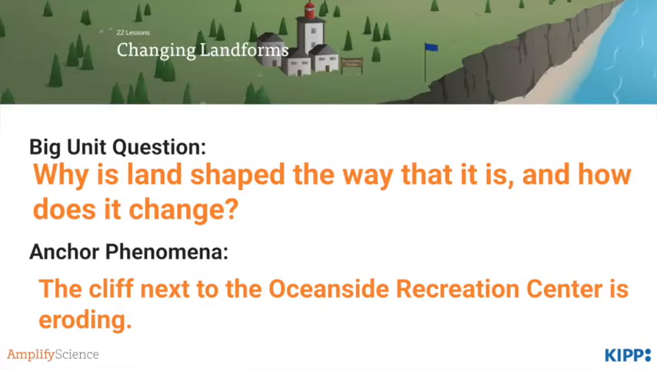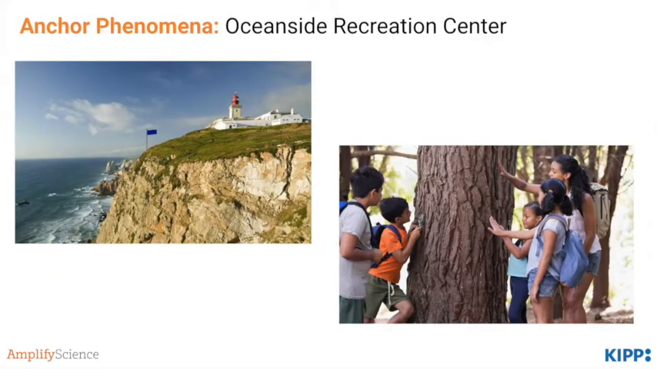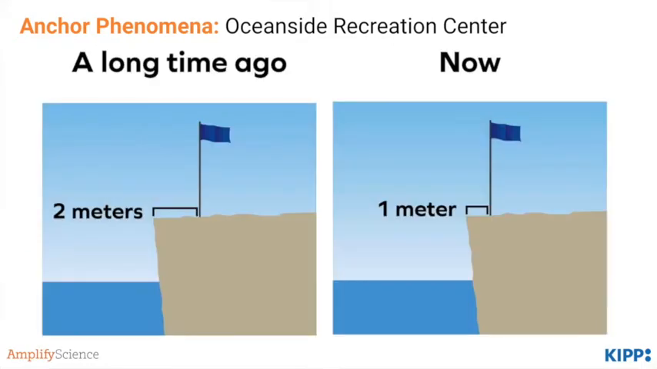The big question for this unit is why is land shaped the way that it is and how does it change? Great, so the unit starts out in lesson 1 with the overarching phenomenon of the Oceanside Recreation Center, an idyllic nature, wildlife, and summer camp located on these sea cliffs here. But the director of the camp has a puzzle for our students. He's hired them as geologists to investigate a question he has.